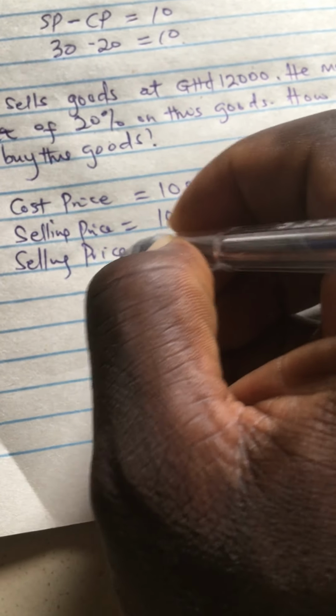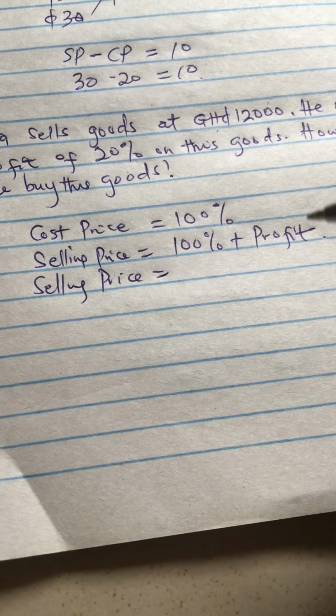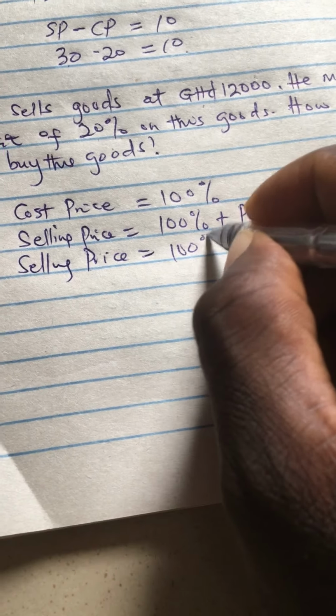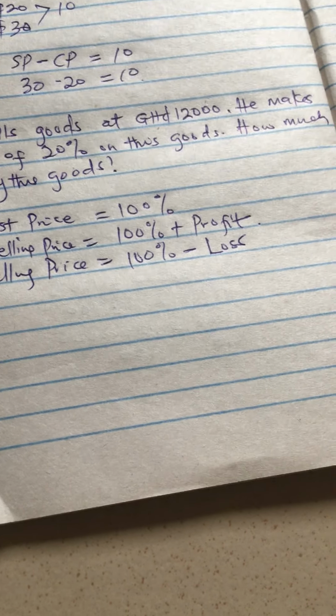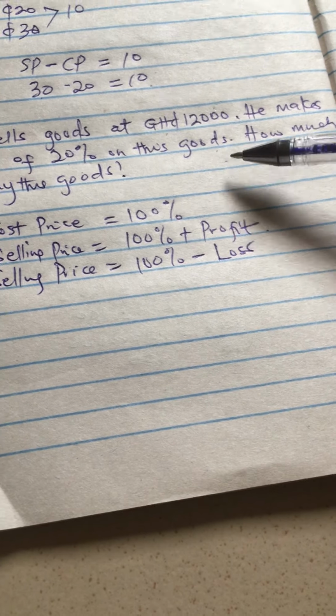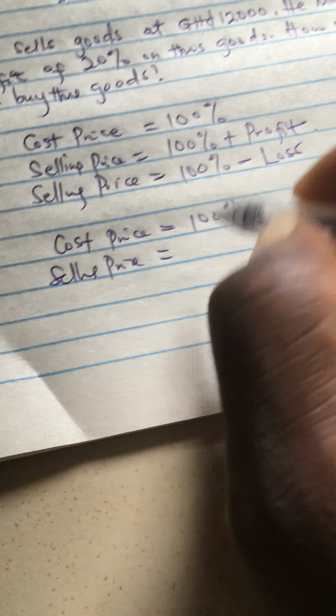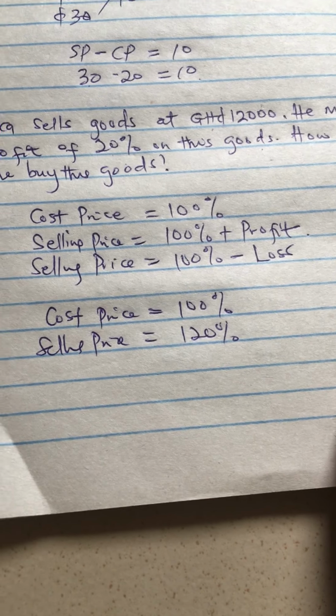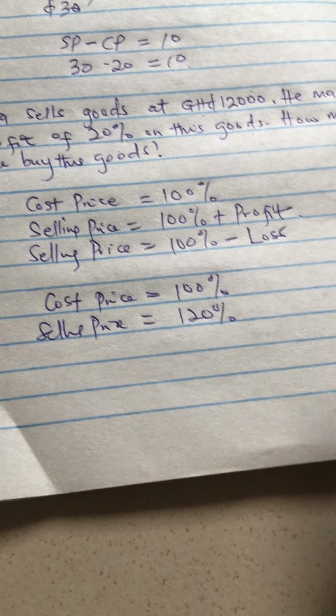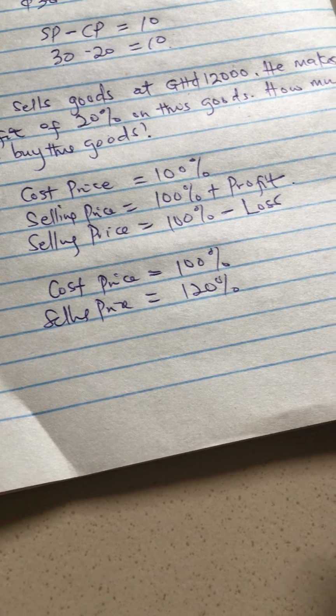But if he sold it at a loss, or if he sold it and didn't make any profit but he made a loss, it is 100% minus the loss. Are you okay? Now if you look at this question, you realize that when he sold it, he made a profit. And so you say, okay, our cost price is equal to 100%. Our selling price is equal to 120%. Please, I hope we all understand. Okay, good. So now what is our cost price? We don't know. So let's represent it with X.